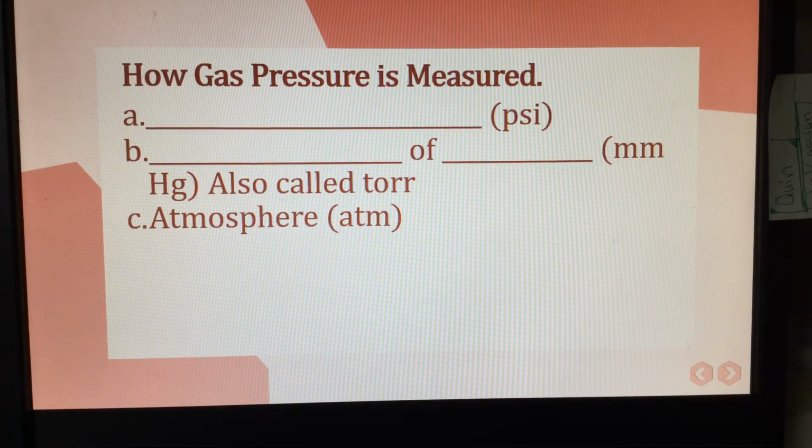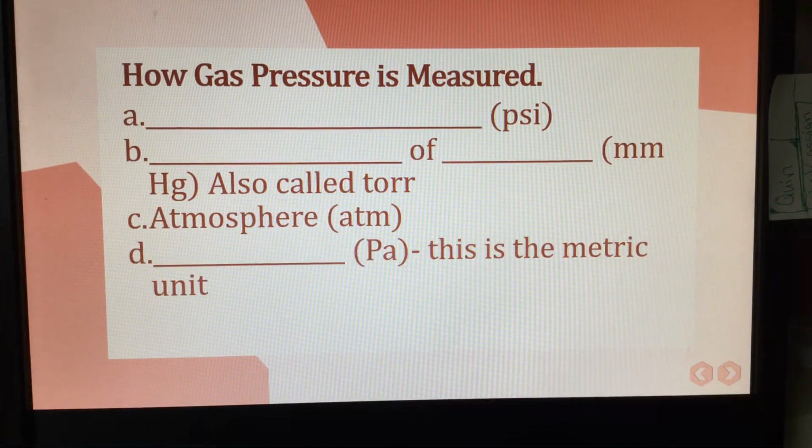Atmospheres is just another way to count for gas pressure. Pascals. Pascals is the standard unit. We use pascals more often in physics, though. We will actually be using millimeters of mercury and atmospheres most of the time in chemistry.